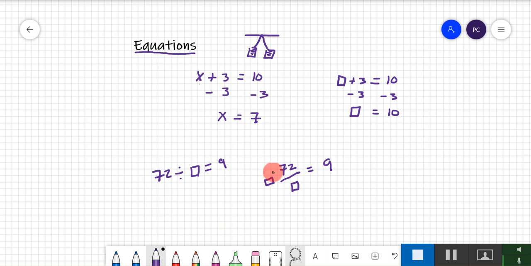And again, remember, because this is division, I do the opposite, which is multiplication. If I multiply this side by box, then I have to multiply this side by box as well. That will enable us to cancel these two out. So what we can say then is that 72 is equal to 9 box. Then we can start to get rid of the numbers around it and solve for whatever the box is.